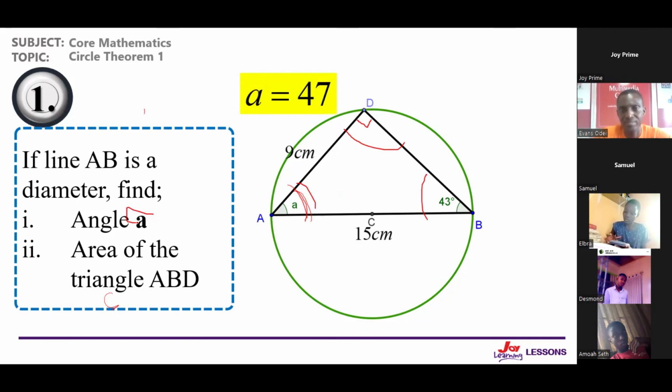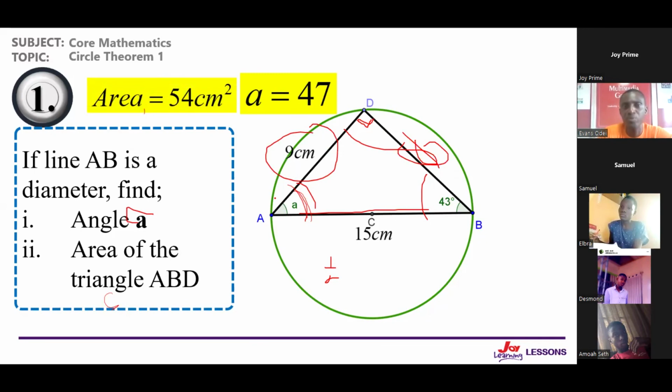Good. Now we want to find the area of triangle ABD. We know the area of a triangle is half base times height, right? Here the base is not going to be the 15. Take note, because the right angle is here. And so the height can be either this or the distance here. So you can use Pythagoras theorem to generate the side over here, and then use that to find the area. If you do it very well, your answer will come as 54.